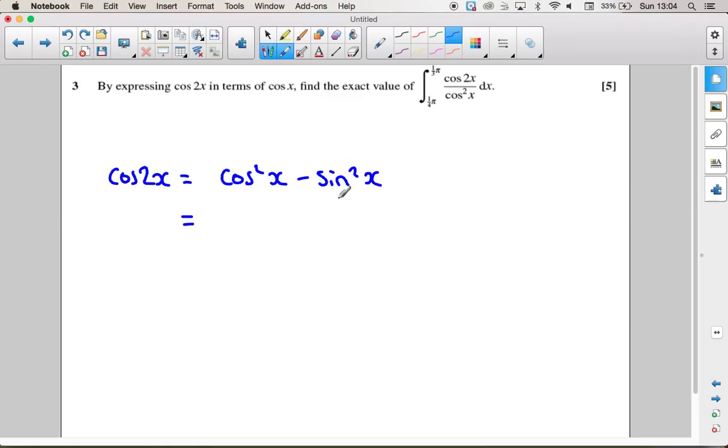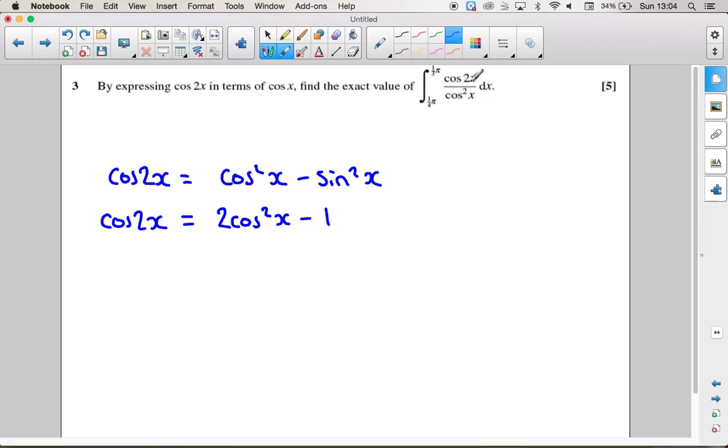From there, if we replace sine squared theta with 1 minus cos squared theta, that means that we can rewrite it as 2 cos squared theta minus 1. And that's the one that they want us to use. They want us to use the one just in terms of cos theta, or cos x in this case. So, how can that help us with this question?